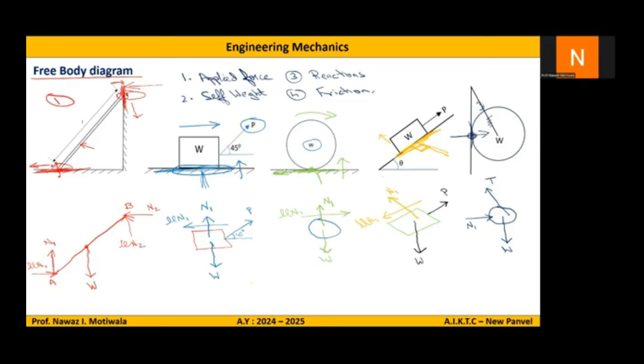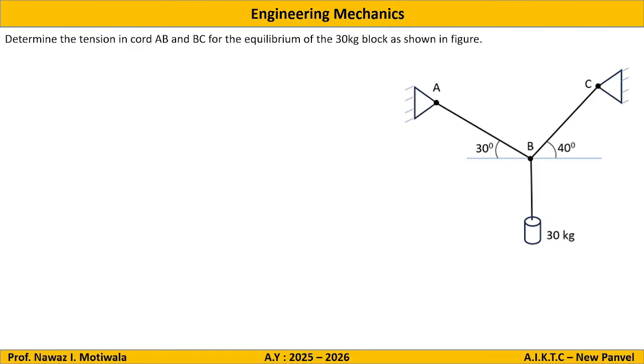So when we complete showing all these forces acting on the body, the diagram so formed will be known as free body diagram. Let us proceed to the next question, which says determine the tension in AB and BC for the equilibrium. Here it is given the word equilibrium. Equilibrium means Fx is equal to 0 and Fy is also equal to 0. For the 30 kg block, again the unit here is given as 30 kg. This is the important thing.